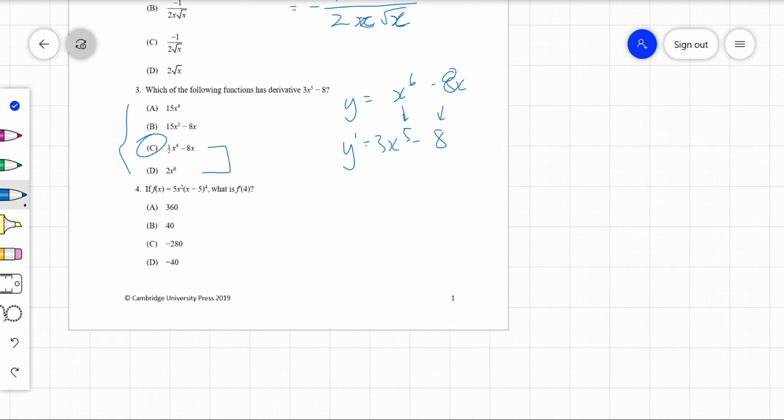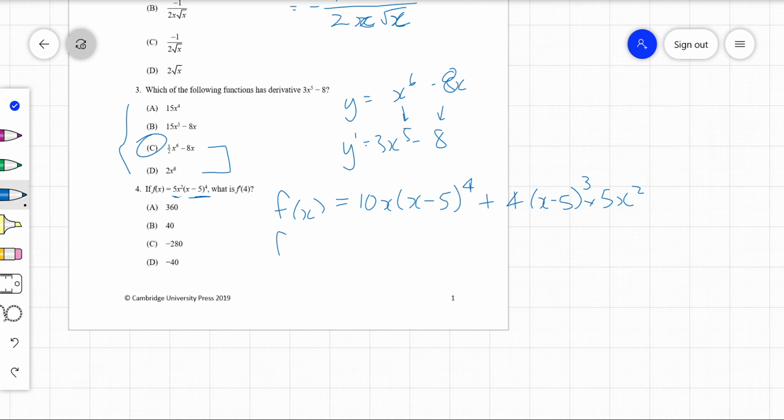Alright, and number 4. F dash of x first. If we have a look, it's the product rule because there's 2 parts with x's in them. So u dash v plus v dash u. Differentiating the first, I get 10x, and then the second one I just write down, plus differentiate the second, so 4 comes outside of (x minus 5) to the power of 3, and then that's v dash, and then u is 5x squared.